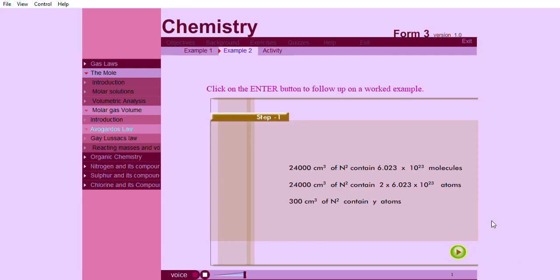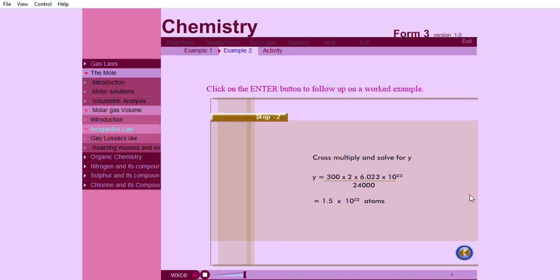Step 1. 24,000 cubic centimeters of nitrogen gas contain 6.023 multiplied by 10 to the power of 23 molecules. 24,000 cubic centimeters of nitrogen molecules contain 2 multiplied by 6.023 multiplied by 10 to the power of 23 atoms. 300 cubic centimeters of nitrogen gas contain Y atoms.